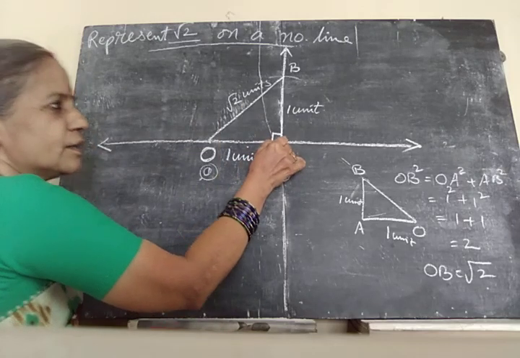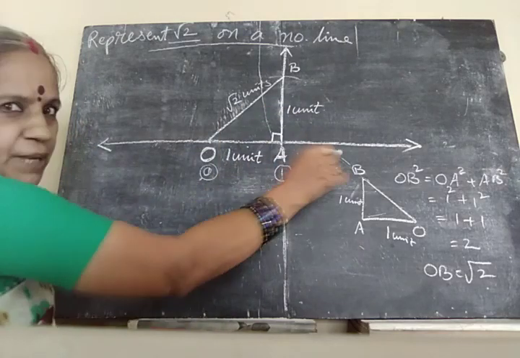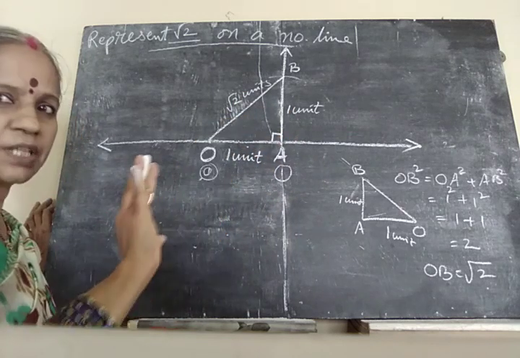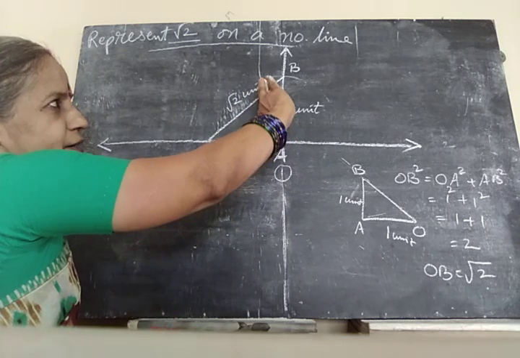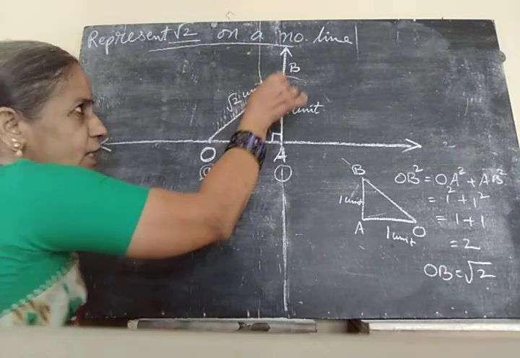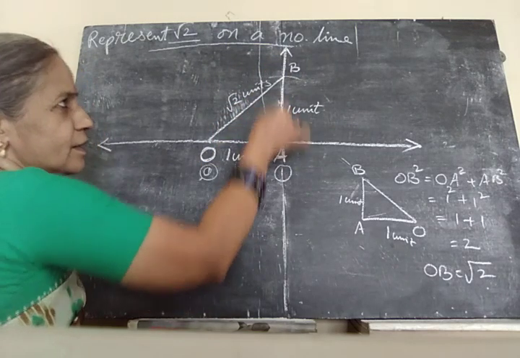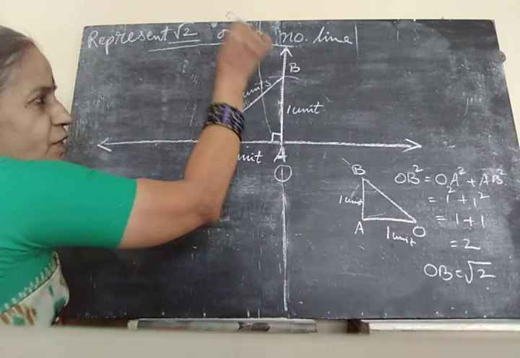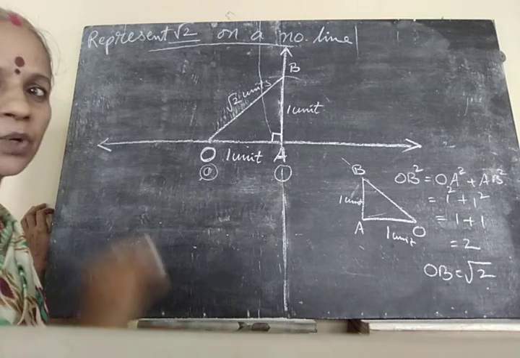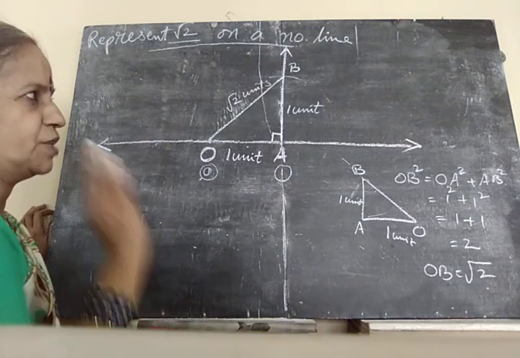So OA, you have to take 1 unit. At A, draw a perpendicular to the number line. And same, take 1 unit with the compass and draw an arc, cutting the ray at B. Okay, with 1 unit. And join OB, we will get OB measuring root 2 units.